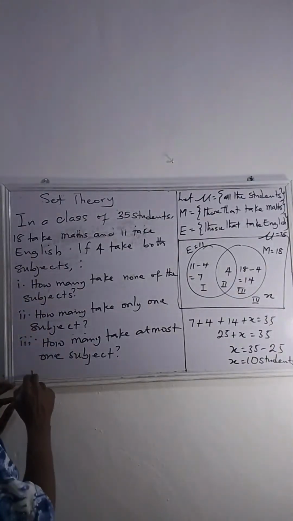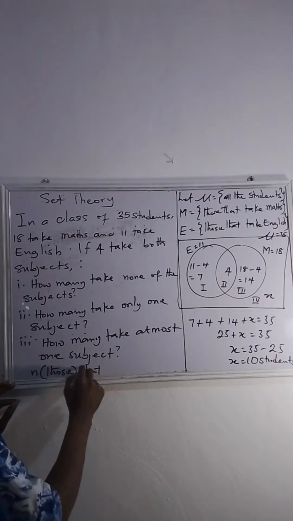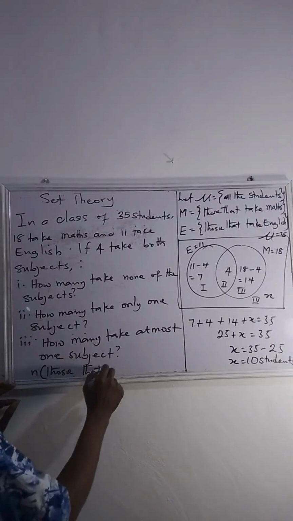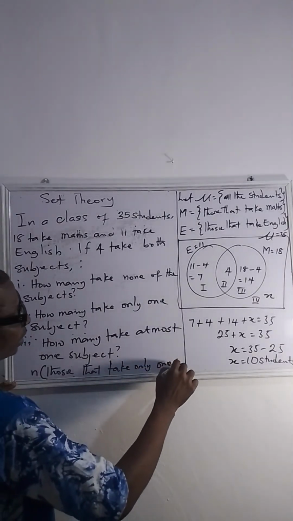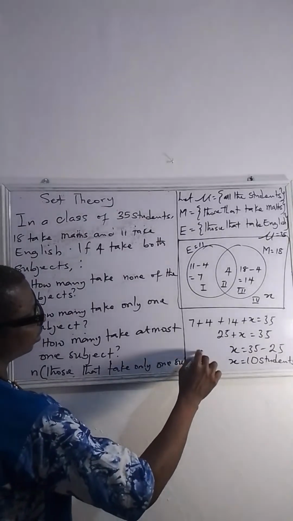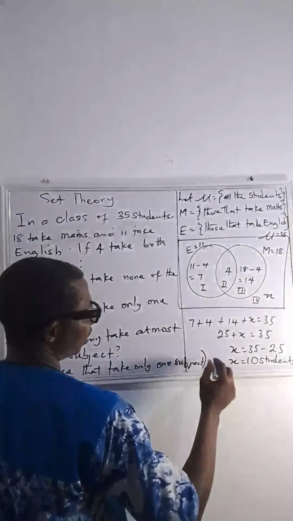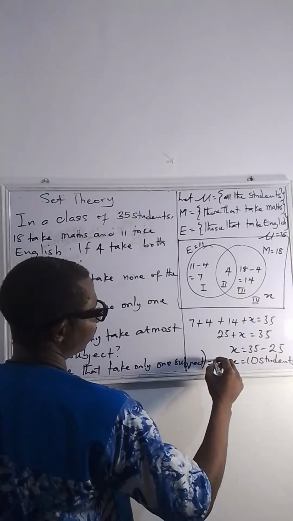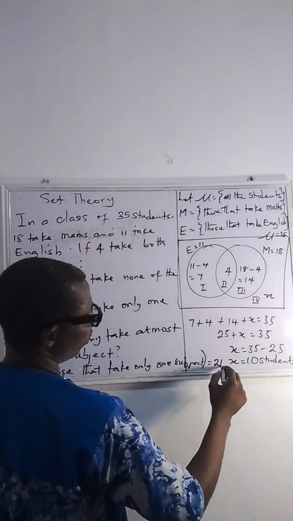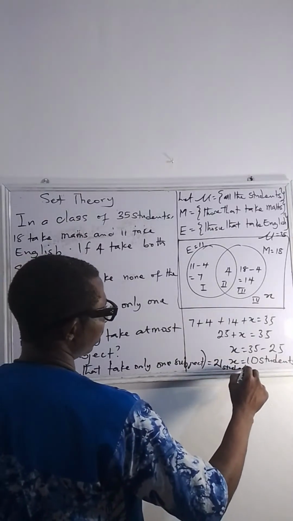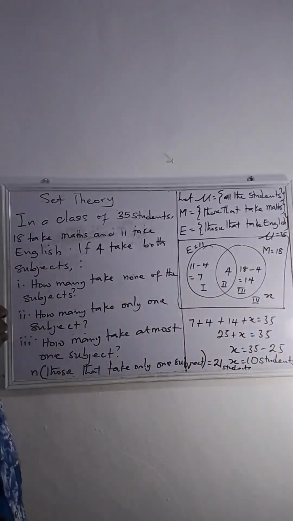So the number of those that take only one subject will be equal to what? 7 plus 14. That gives you what? 21. That gives you 21 students. Don't forget to put the units. 21 students. Okay? 21 students take only one subject.